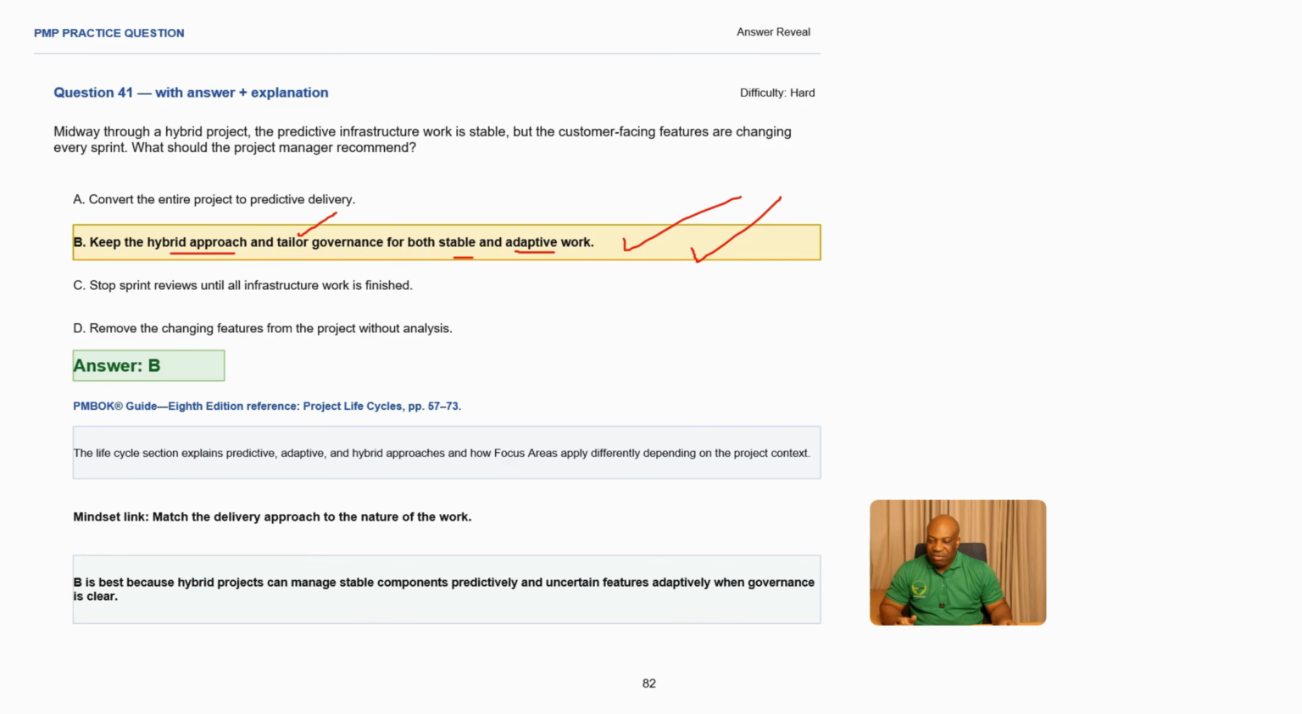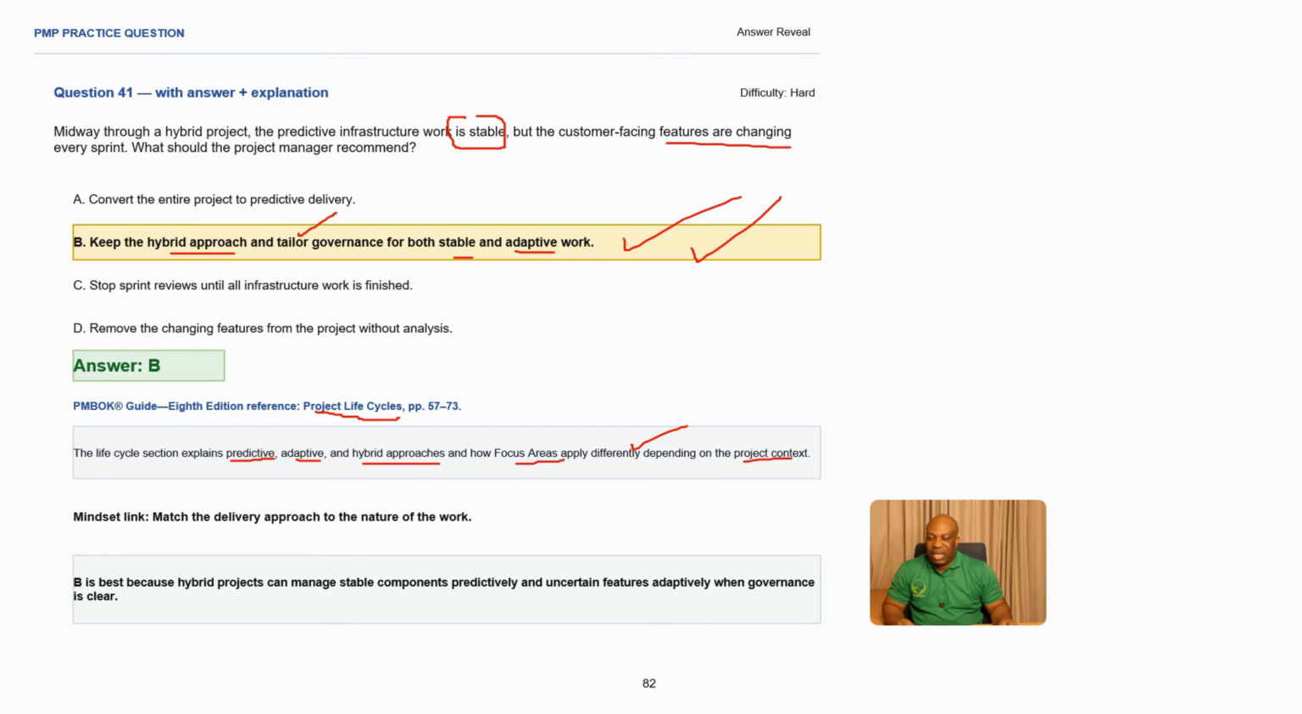So what is our reference from the PM book? This is our life cycle, which is on page 57. The life cycle section explains predictive, adaptive, and hybrid approaches, and how focus areas apply differently depending on the project context. So in this particular context, the best is to have a hybrid because the features are changing, and we also understand that there's stability on the infrastructure side.